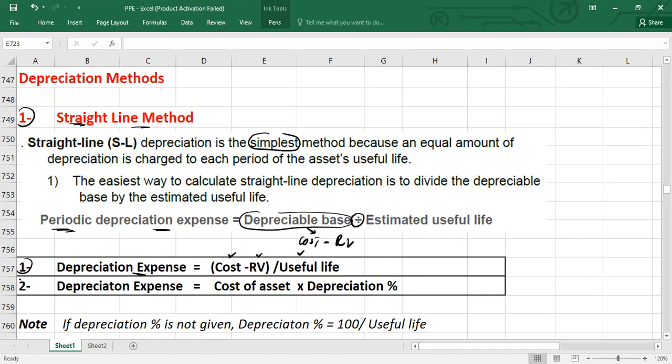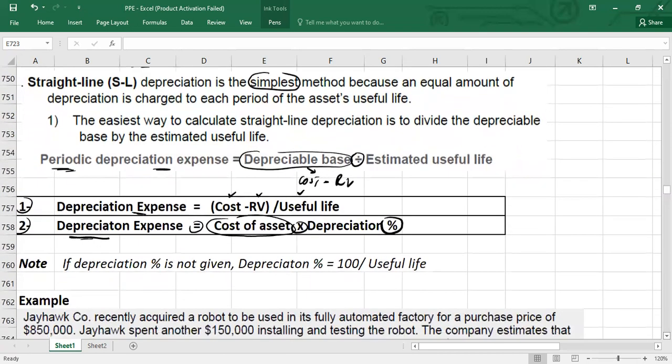The second formula you can also use: sometimes depreciation might be given as a percentage, like 20% or 10%. So if you want to apply the straight line method, your depreciation expense will be equal to the cost of the asset multiplied by the taxation percentage. This formula we usually use for tax purposes, and the above formula we mostly use for financial accounting purposes. Now the point is, sometimes this taxation percentage is not given. If this is the scenario, how can we calculate the taxation percentage?